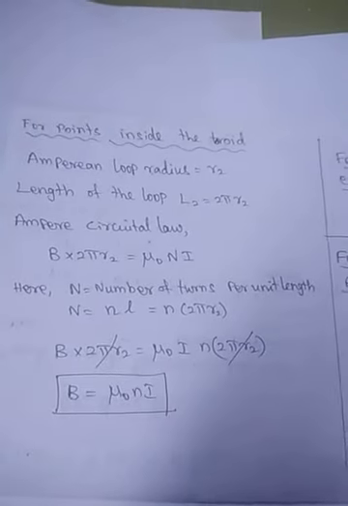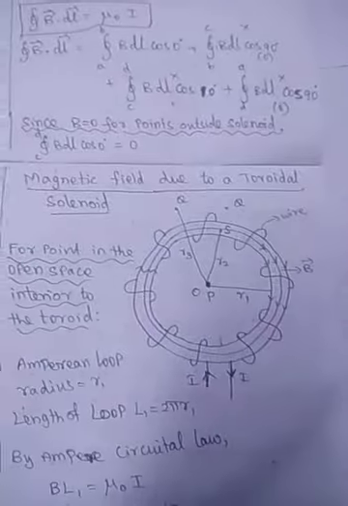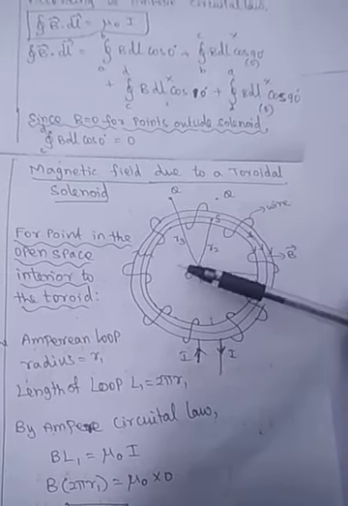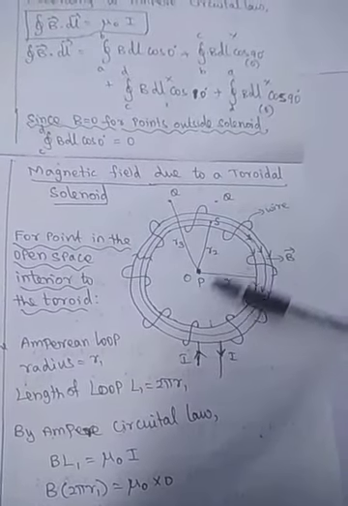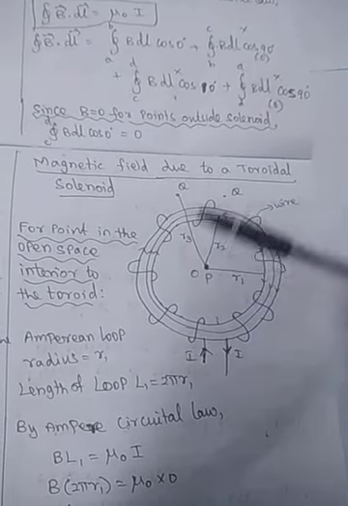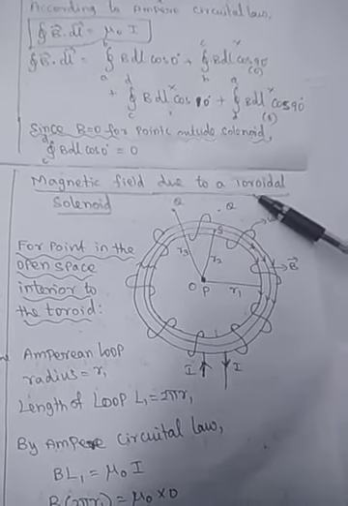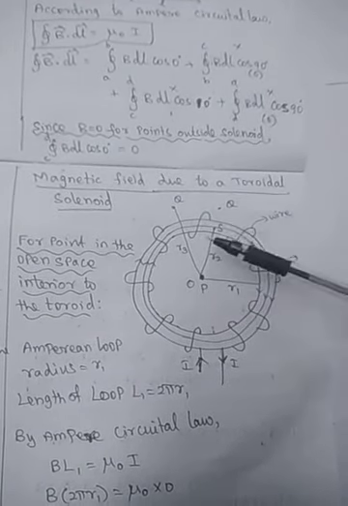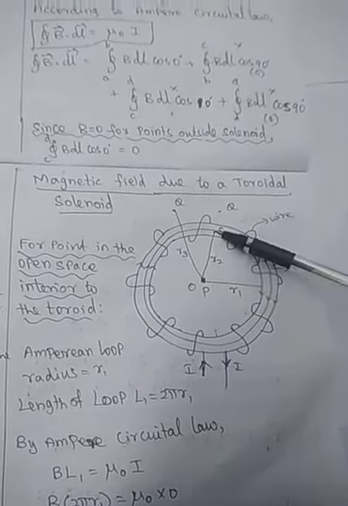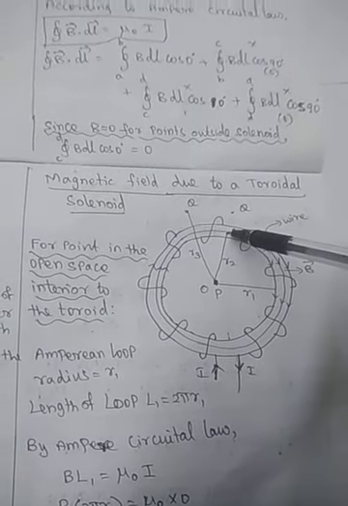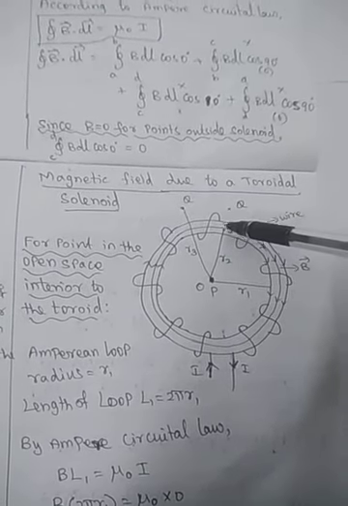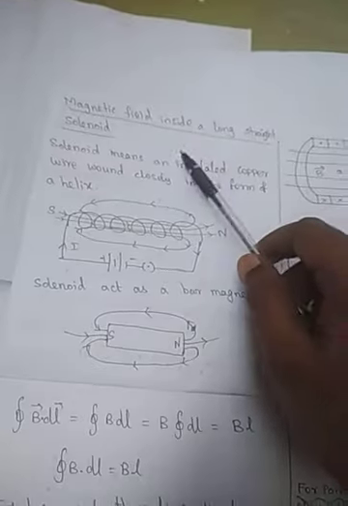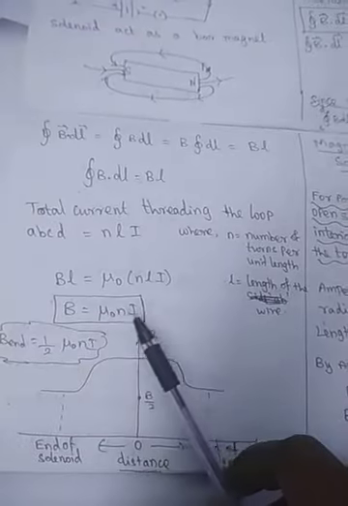So I concluded that a toroidal solenoid is similar to a normal solenoid, but the magnetic field in the space interior to the toroid is 0, and also outside it is 0. For both cases, the current passing is 0. But in the center of the solenoid, or in the interior inside the solenoid, the magnetic field value B is equal to mu naught Ni. Similar to the solenoid, B is equal to mu naught Ni.